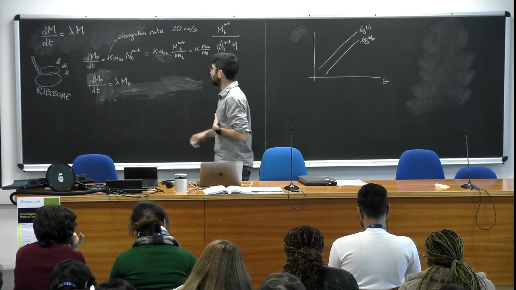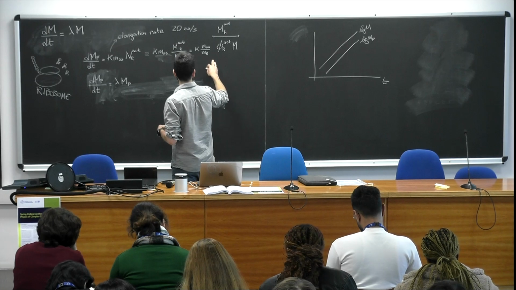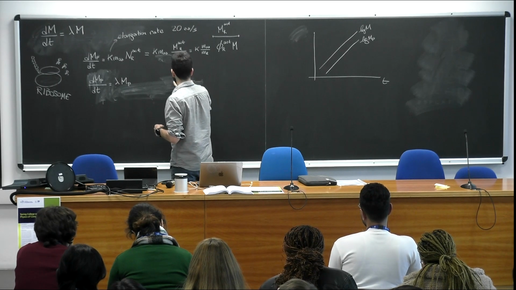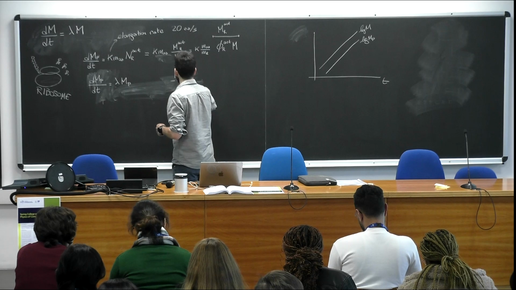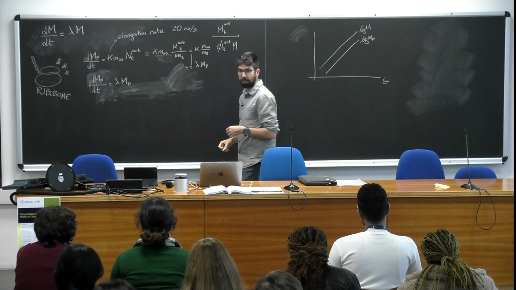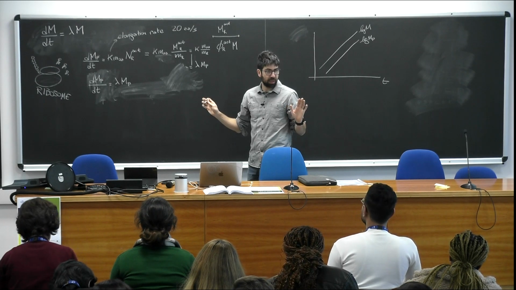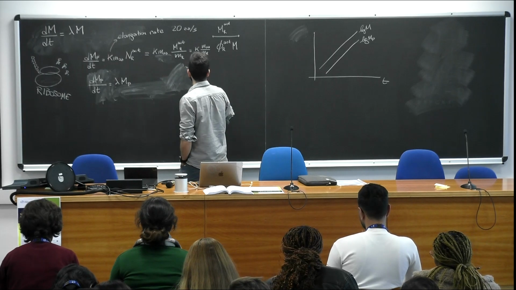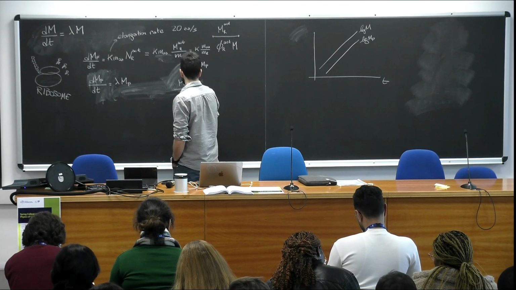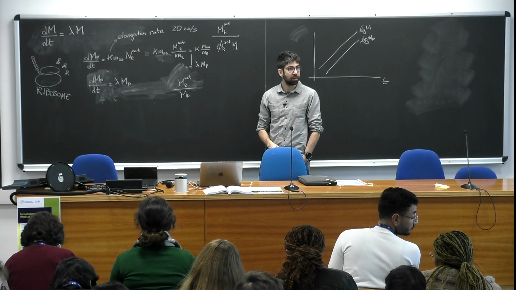So if I equate these two equations, what I get is that these two quantities have to be the same, so this has to be equal to lambda M P. Do you agree? So if you equate these two, what you get is that the mass of active ribosomes divided by the mass of proteins. Lambda is the growth rate.